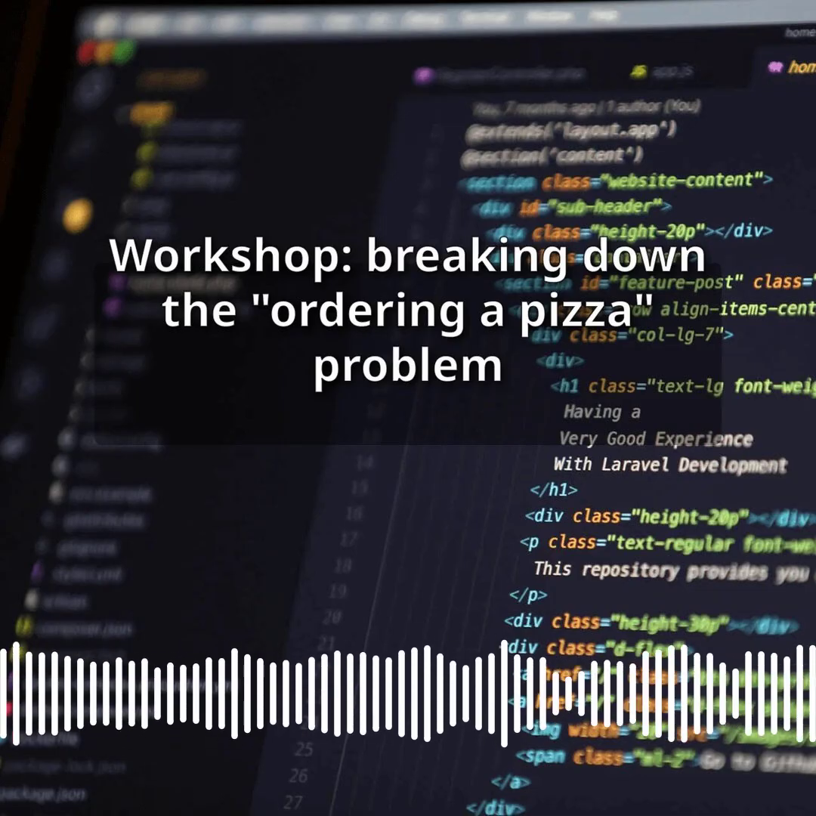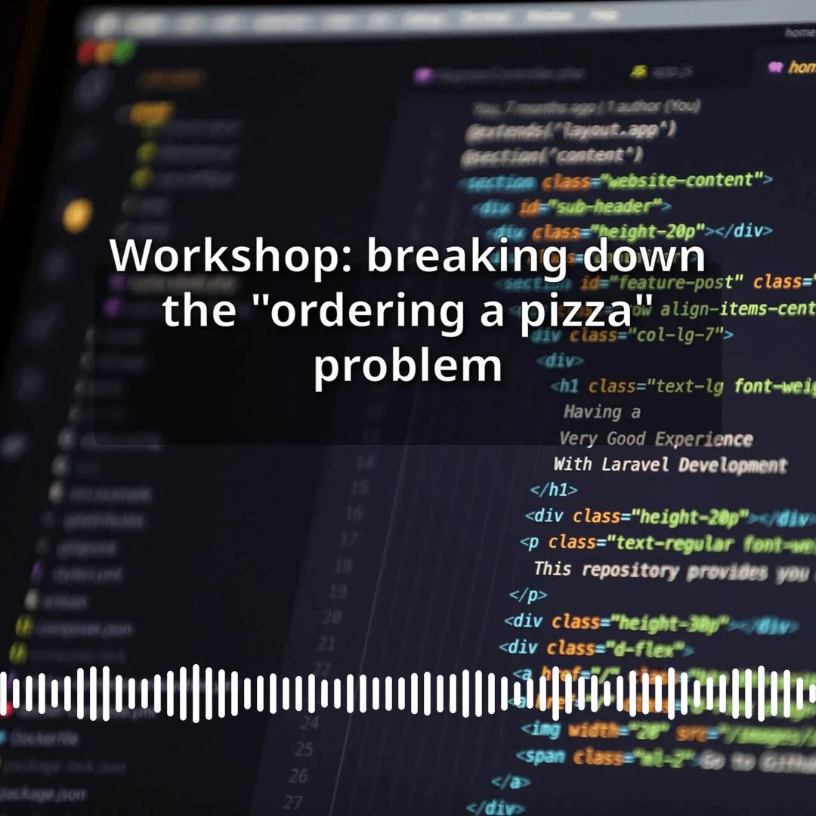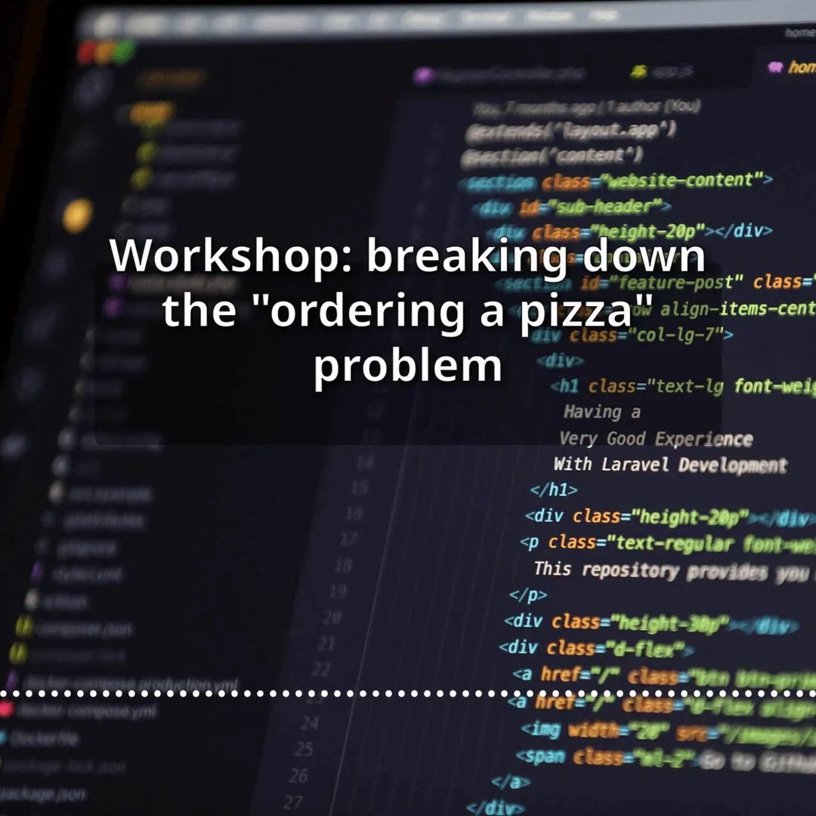Common mistakes to avoid: skipping steps because they seem obvious, not considering error cases, and mixing the what, the goal, with the how, the implementation.